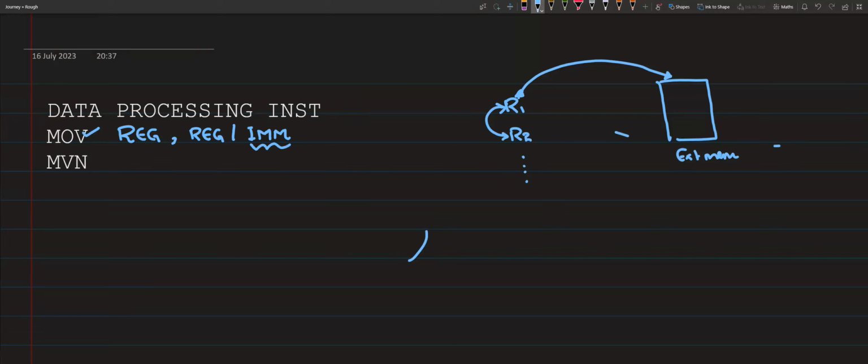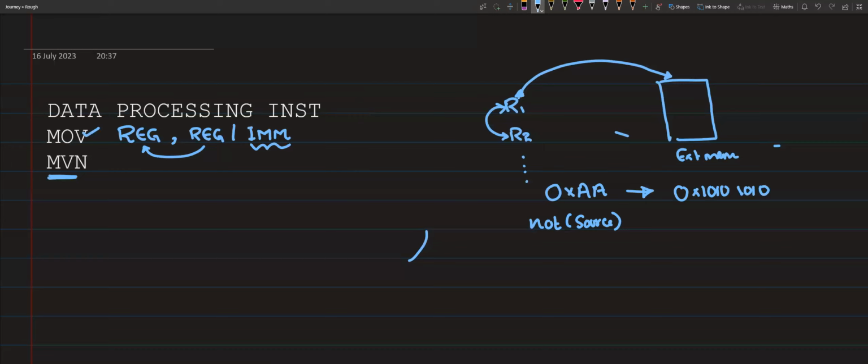And move negation is something like this: for example, if I have 0xAA, whenever I am moving from source to destination, I will take the NOT of the source. So what will actually be moved? I'm moving AA, so the negation of that. In binary, it is 1010 and 1010 for A.